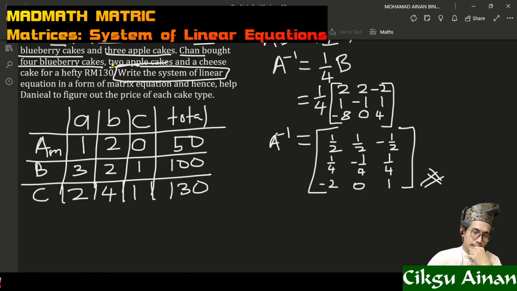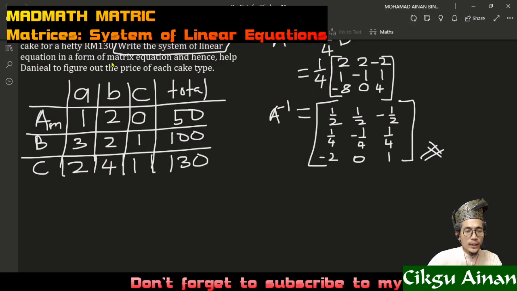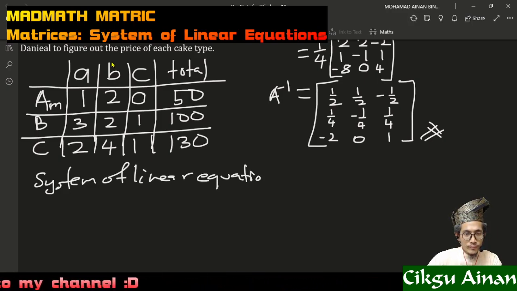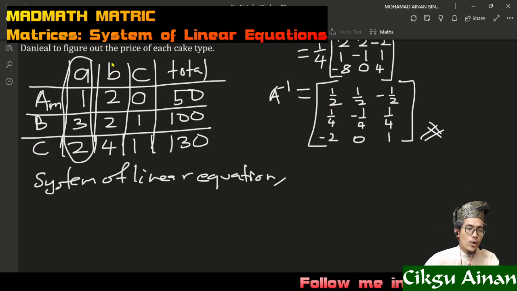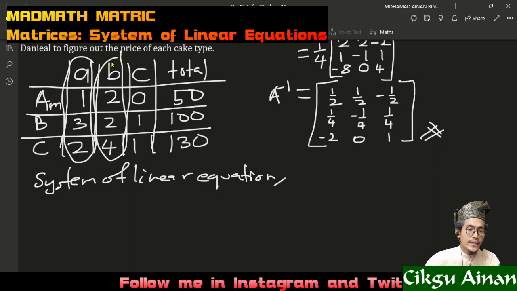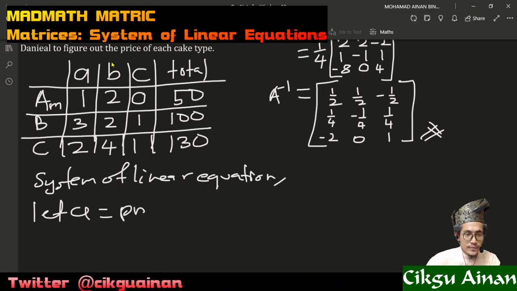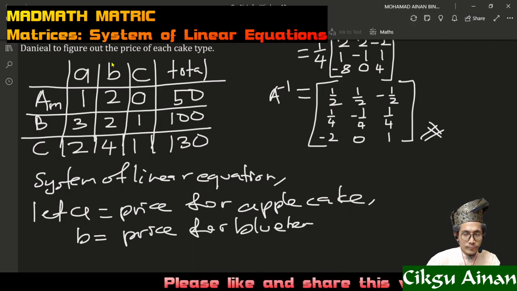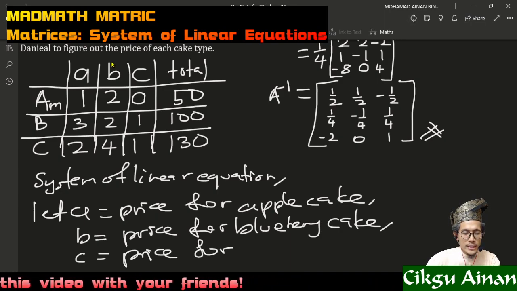Now, the question asks: write the system of linear equations in the form of a matrix equation, and hence help Daniel to figure out the price of each cake type. To write the system of linear equations, we have to have the variables. Since every column has its own letter, we can use that same letter as the variable. So let A be the price for apple cake, B the price for blueberry cake, and last but not least, C is the price for cheesecake.